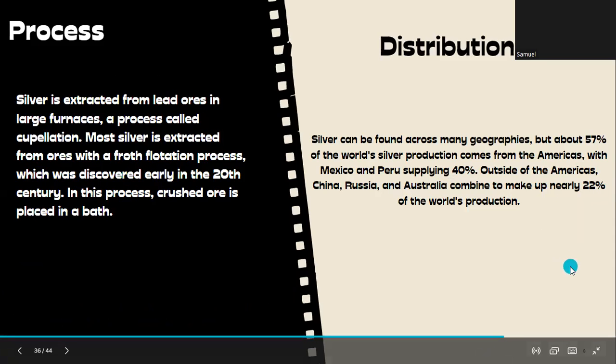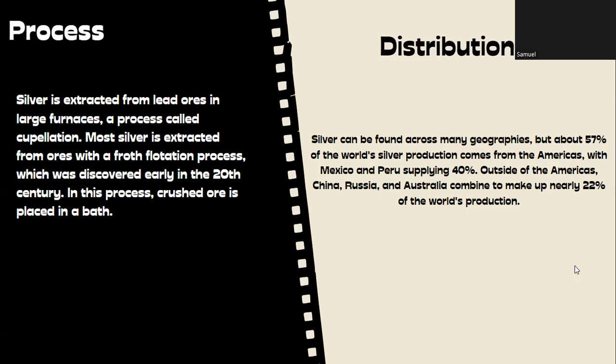In process, silver is extracted from lead ores in a large furnace, a process called cupellation. Most silver is extracted from ores with a froth flotation process, which was discovered early in the 20th century. In the process, crushed ore is placed in a bed. Distribution. Silver can be found across many geographies. About 57% of the world's silver production comes from the Americas, with Mexico and Peru supplying 40%. Outside of the Americas, China, Russia, and Australia combine to make up nearly 22% of the world's production.